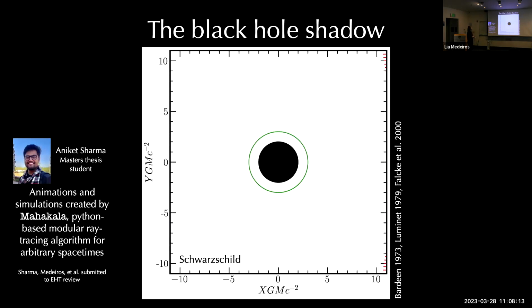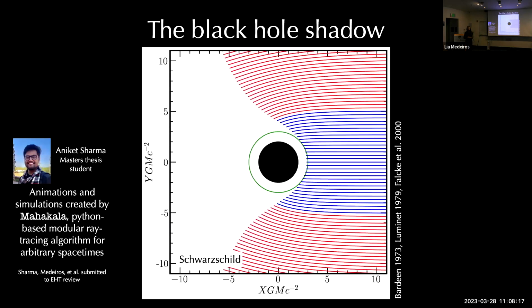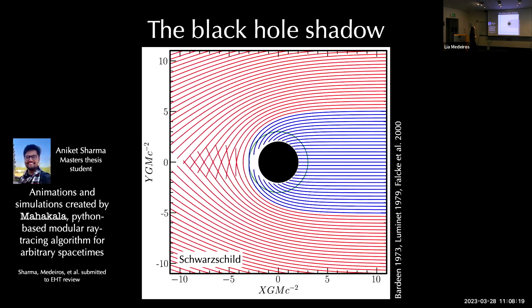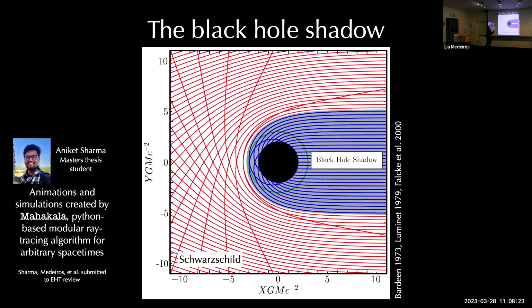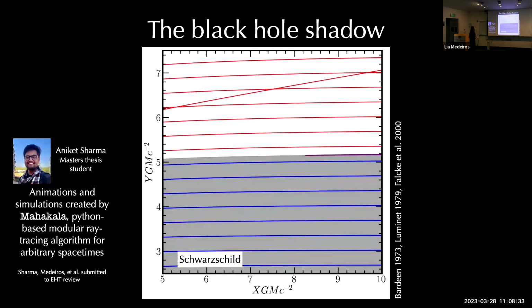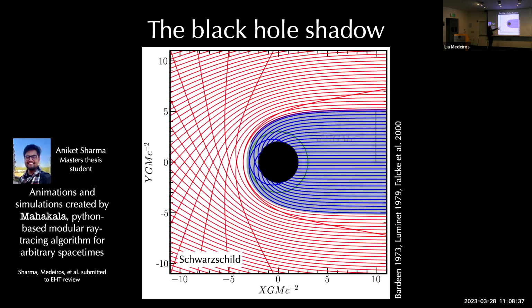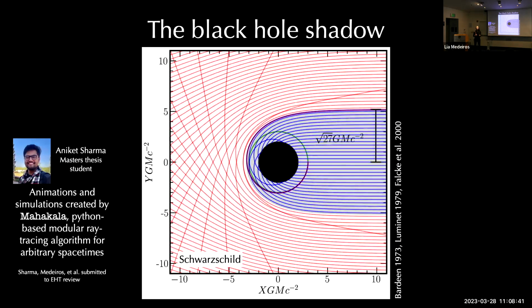As I play the animation, you're going to see all of these lines are photons, and we're evolving the trajectory of these photons through the curved spacetime of the black hole. You'll see that all of the blue photons will fall in, and all of the red photons will escape to infinity. The boundary of the black hole shadow is given by the critical impact parameter between photons that fall in and photons that escape. We're going to zoom in now at that critical impact parameter, and you'll see that the photon that's right at that boundary is effectively tangent to the photon orbit.